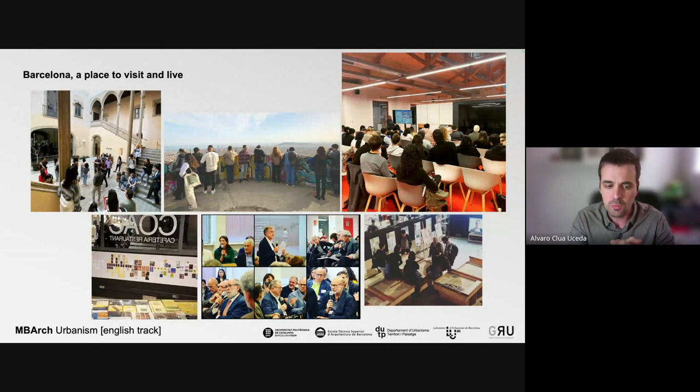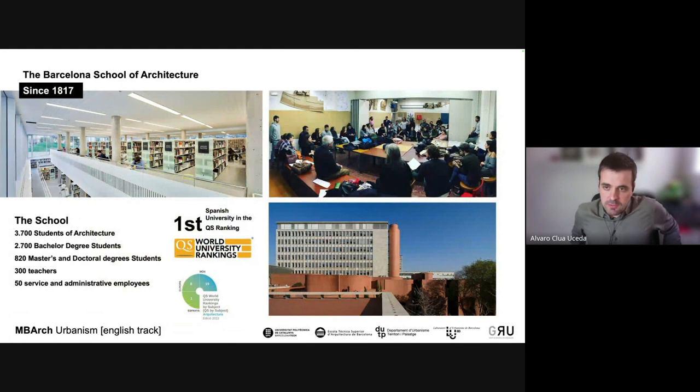And finally, the Barcelona School of Architecture, as you probably know, is one of the best schools in Europe. According to the QS ranking, it is the best university in terms of architecture in Spain, number 8 in Europe and 19 in the world. And well, these are just rankings, but we think we need to go beyond the rankings, and we need to have a very personal, face-to-face conversation.